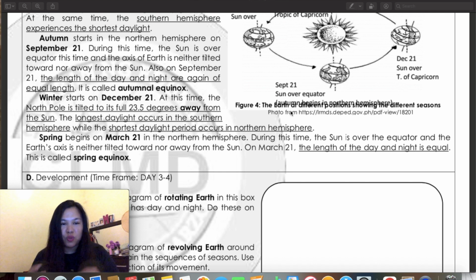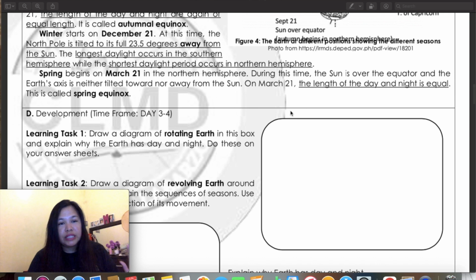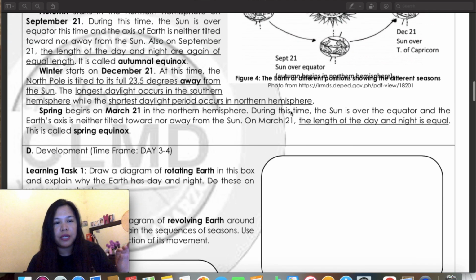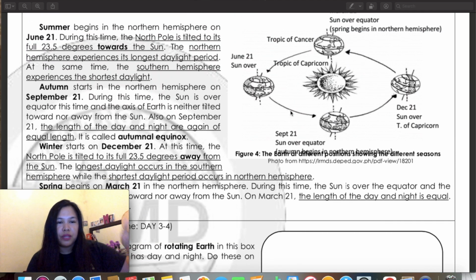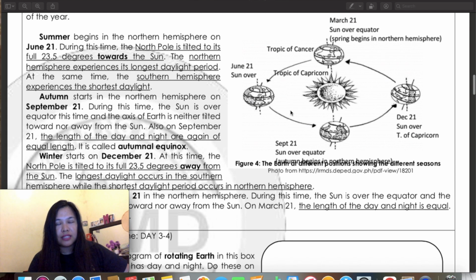12 na siya. Winter starts on December 21. At this time, the North Pole is tilted 23.5 degrees away from the sun. So the longest daylight occurs in the Southern Hemisphere, while the shortest daylight period occurs in the Northern Hemisphere. So now, ito na yung sinasabi ko kanina. Kapag dun sa North Pole is experiencing summer, dun sa baba naman nagiging winter. Tapos next naman, pag winter sa South Pole, summer naman ulit si Northern. Kapag sinabi natin summer, naka-face talaga siya sa sun. Tapos pag winter, hindi masyado.